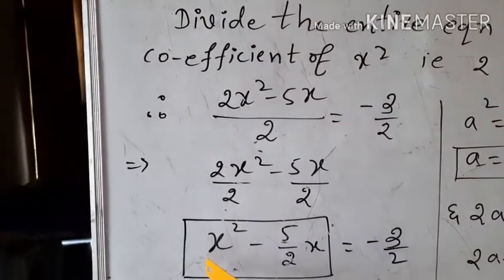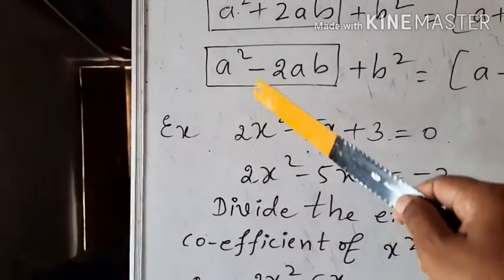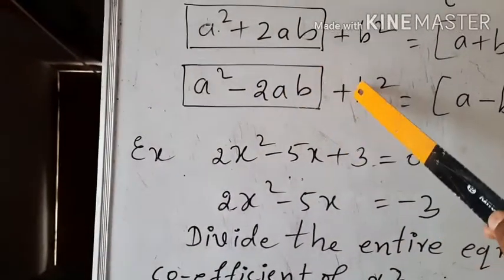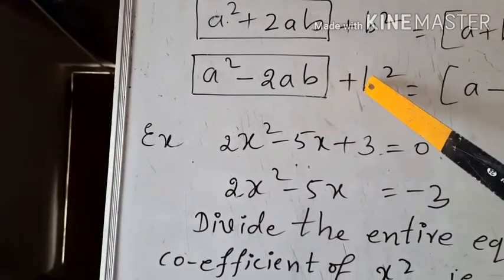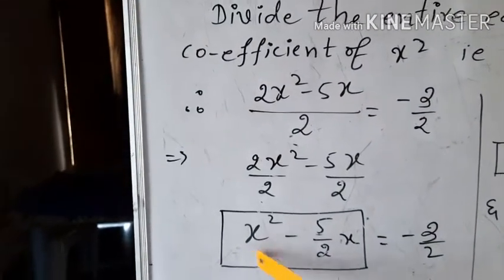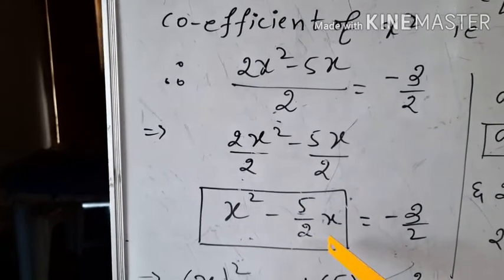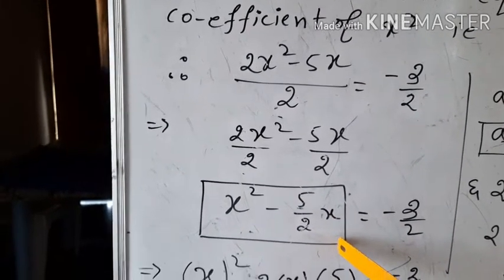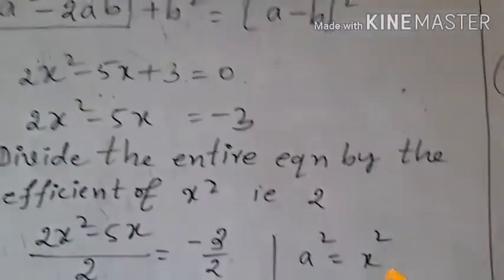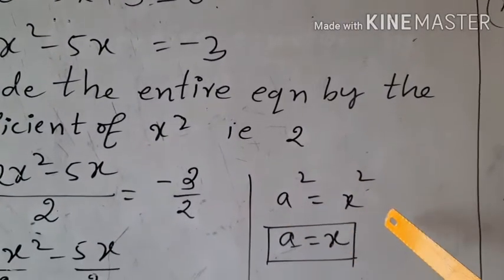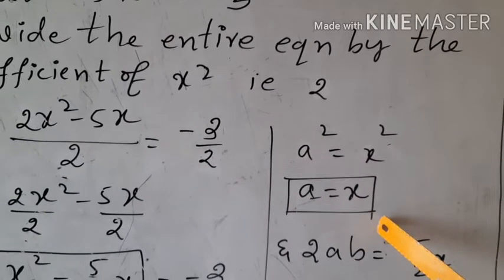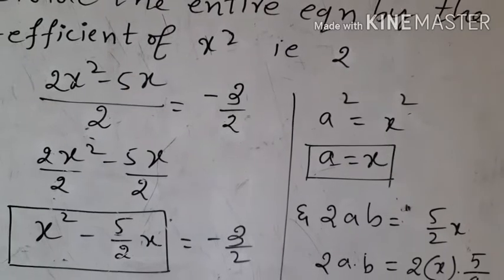See, what we should do now is compare. We should think that this x square is equal to a square, and this minus 5 by 2 x is equal to minus 2ab. Okay. If we know the value of a and the value of b, then it will be much easier for us to make the complete square here. See, x square is equal to a square, right? So here a square is equal to x square, which implies a is equal to x, right? Then what is the value of b to make it a complete square?